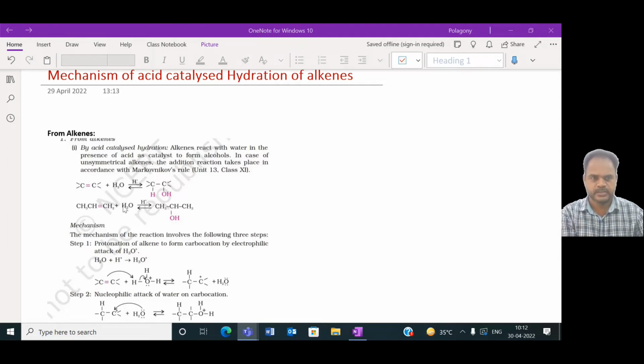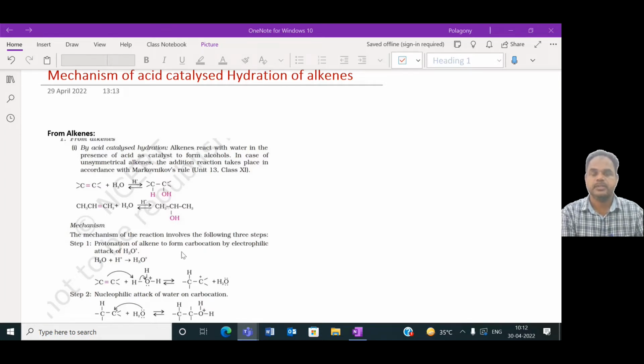If you see this alkene, it has the unsaturation center, the double bond, which has pi electrons. When it reacts with water in the presence of an acidic medium, we get alcohol. For example, propene with water, in the presence of an acid catalyst, gives propan-2-ol according to the Markovnikov rule. The mechanism of the reaction involves three steps.